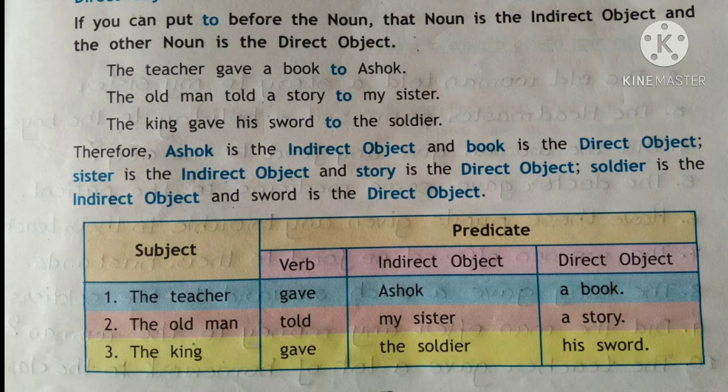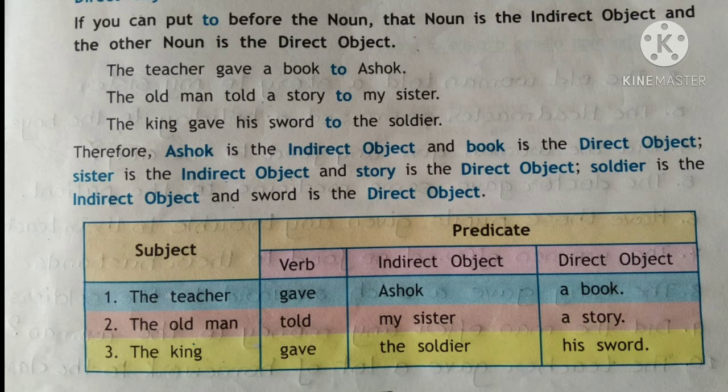In the second sentence, the old man told. Told is your verb. Told whom? My sister. Told what? A story. So my sister will be the indirect object and a story will be a direct object. The third one, the king gave whom? The soldier. So the soldier will be your indirect object. And gave what? The sword. So that will be your direct object.